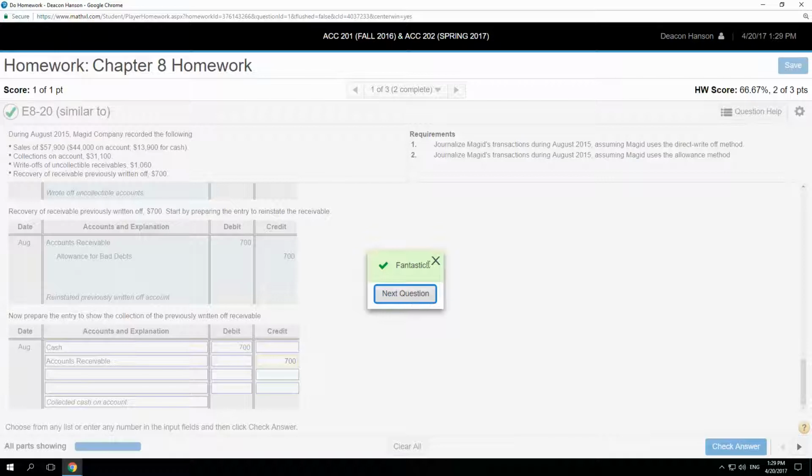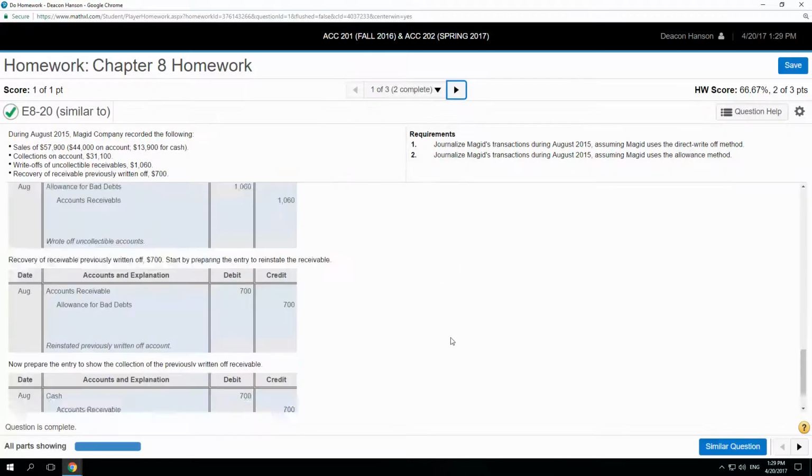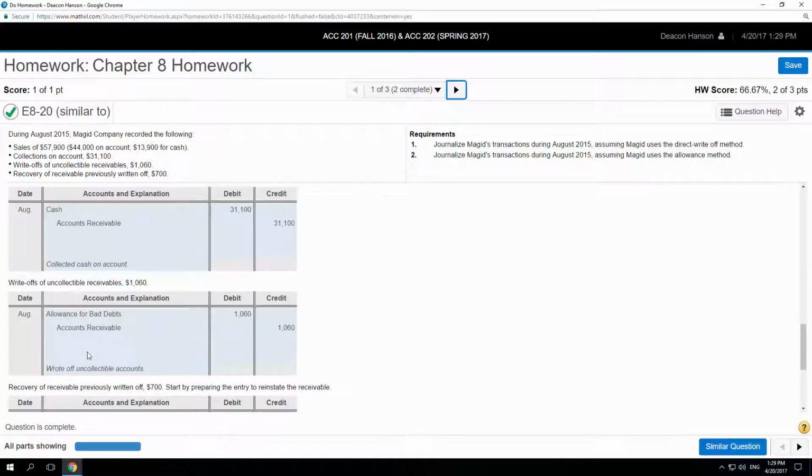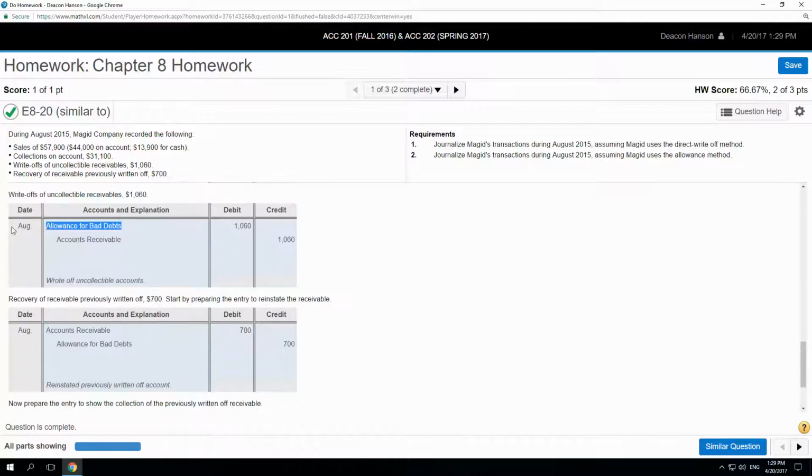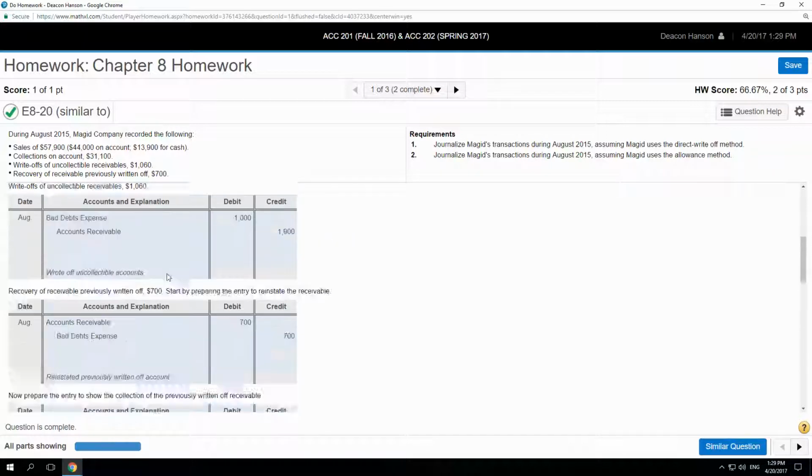The problem is okay. It doesn't get into how this allowance got set up, right? So really the only difference would be these two entries. But there's a way for this allowance to get set up, which you can read about in your chapter. Okay, let me see here.